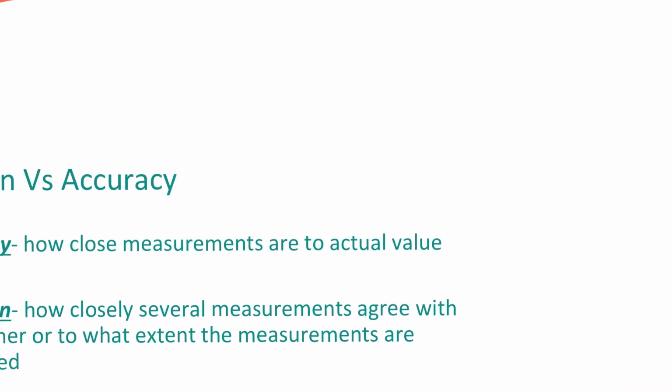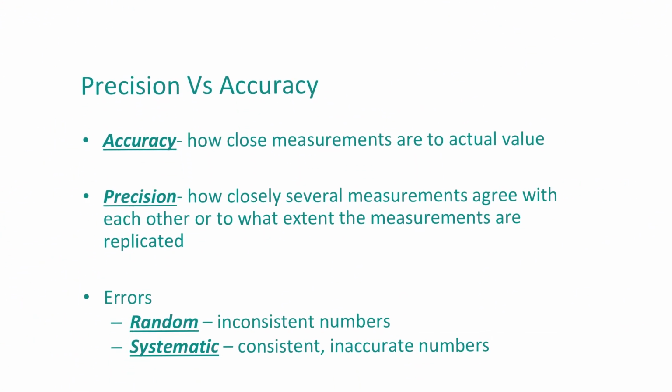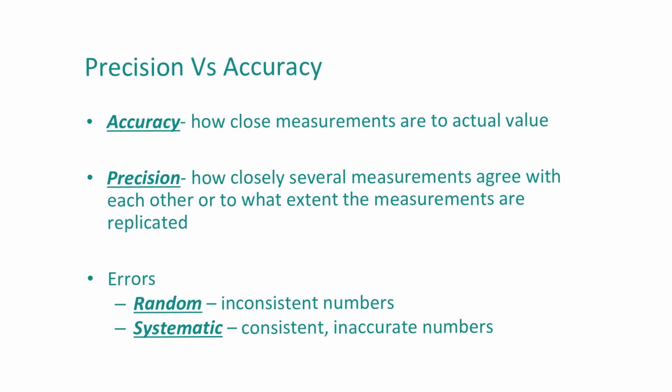The last vocab words I want you to know are precision versus accuracy. People quite often mix these two words up. Accuracy is how close a measurement is to the actual value.